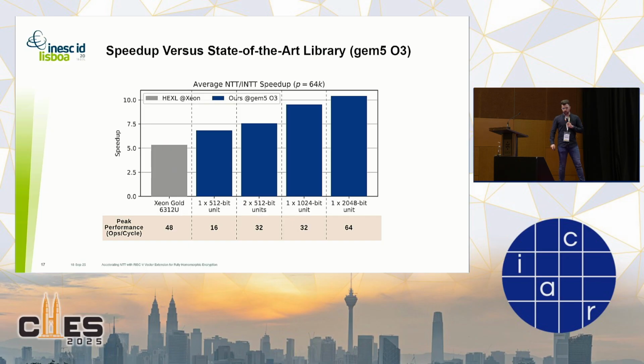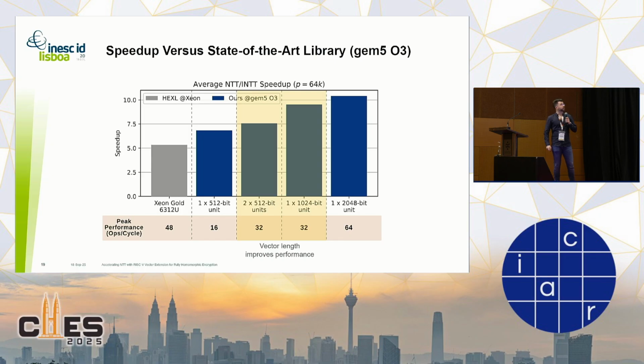Here we're testing the out-of-order core in gem5. So again, we are averaging the NTT and INTT speedup. We test P equals 64K. And here we have a bunch of different vector unit configurations: 1 512-bit unit, 2 units, a single unit with twice the size, and a single unit with, again, doubling that size. And we have the peak performance of each of the architectures. Once again, interestingly, despite the fact that we have significantly lower vector performance, we outperform the speedups of HEXL.